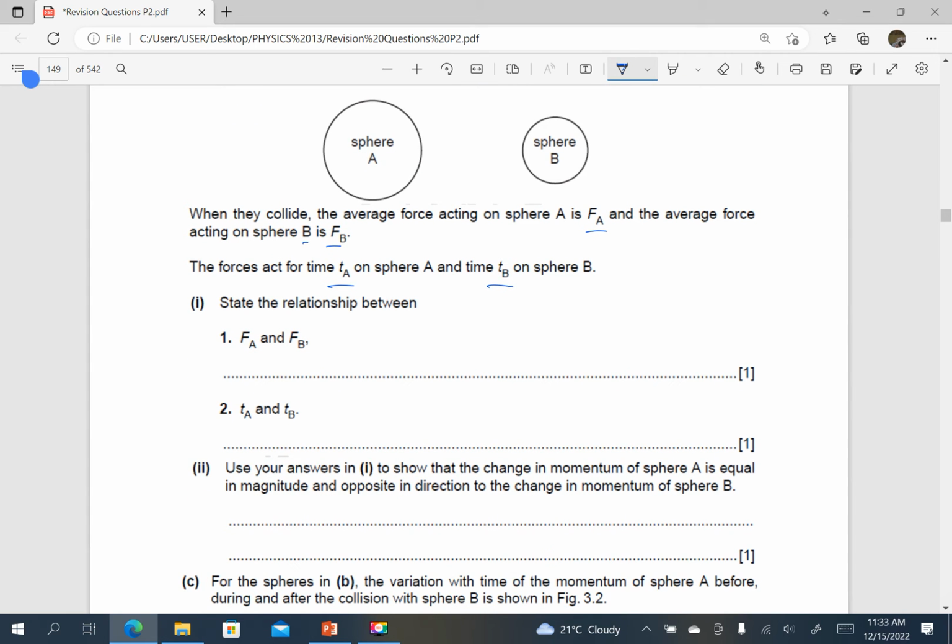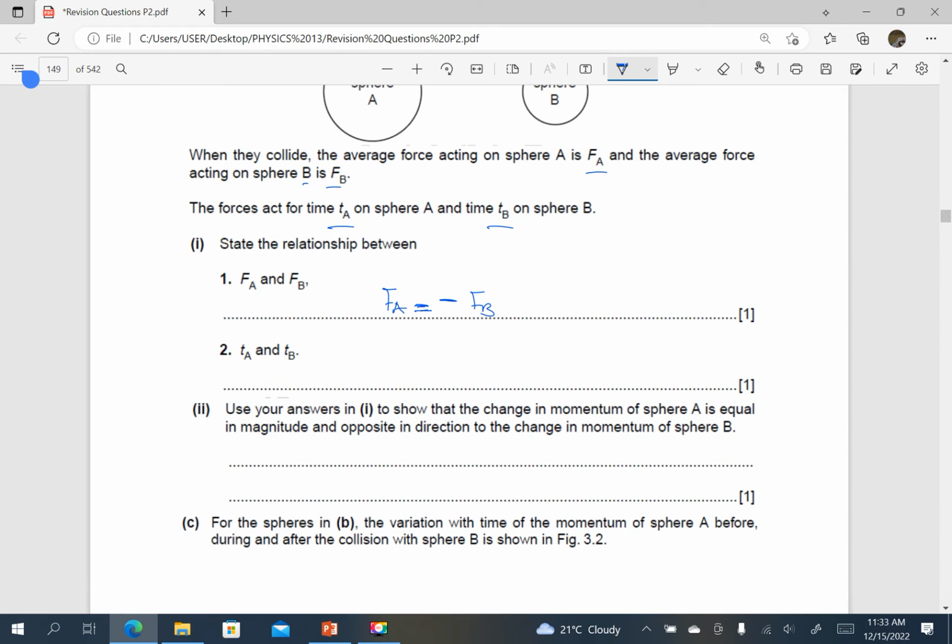We have just mentioned Newton's third law. The forces are equal but opposite. So we simply say that Fa is equal to negative Fb. The negative is going to indicate that they are in opposite directions. Then Ta and Tb, the time of contact, is always the same. So we say Ta is the same as Tb when they are in contact.